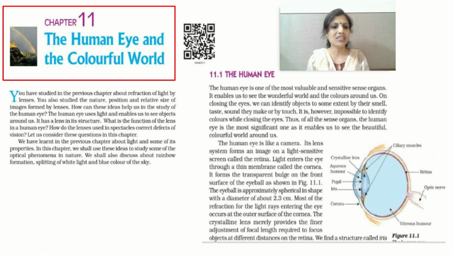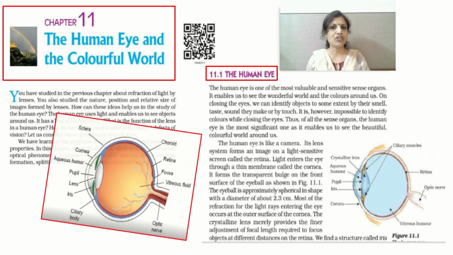And the chapter starts with the topic, the human eye. If you remember, the very first video of this lesson is based on structure of human eye and the function of every part of human eye. So in the book, the diagram of the human eye is given and different parts are labeled. So please see the other diagram which is flashing on the screen.